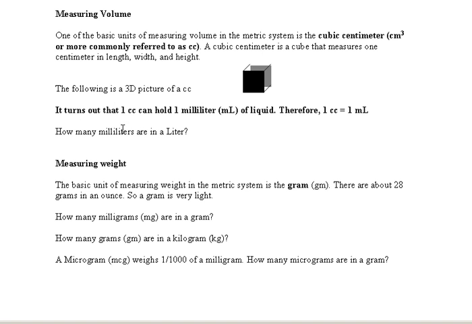Okay. It turns out that 1 cc, or 1 cubic centimeter, can hold exactly 1 milliliter of liquid. So 1 cc and 1 ml are exactly the same thing. 1 cubic centimeter and 1 milliliter is the exact same amount of liquid. This is kind of saying, see, there's a 1-to-1 equality here. 1 cubic centimeter is equal to 1 milliliter.